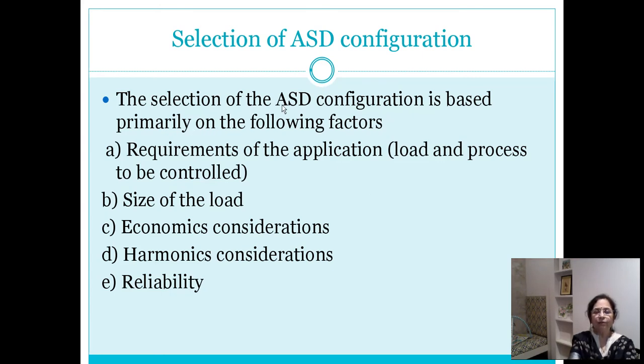So selection of adjustable speed drive configuration, which we have shown initially, is based on the main factors as requirements of the application. As we said, it is all load driven. So first we must take care of what the load wants. Okay, what are the load and process requirements, and accordingly we must try configuring the adjustable speed drive. What is the size of the load? So this gives us idea about how much would be the motor size required, how much is the current and voltage requirements, and how much is the power delivery which is required for this load.